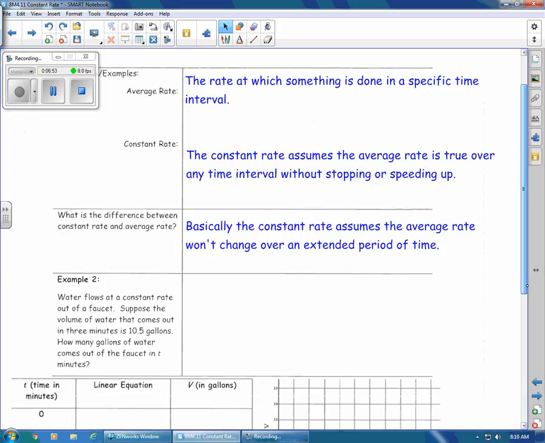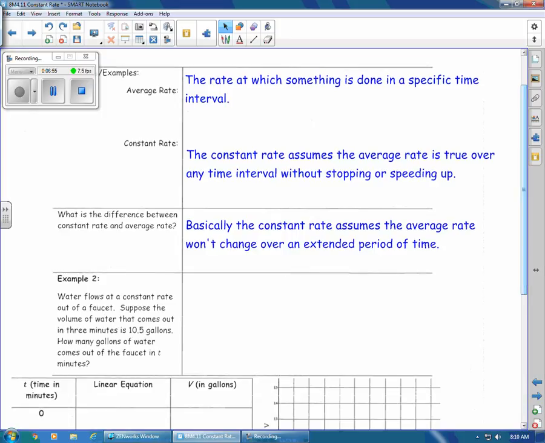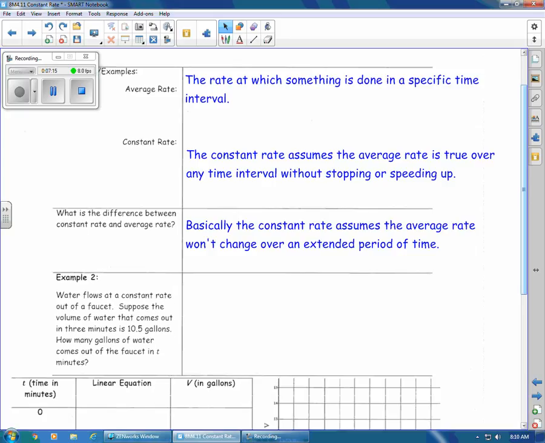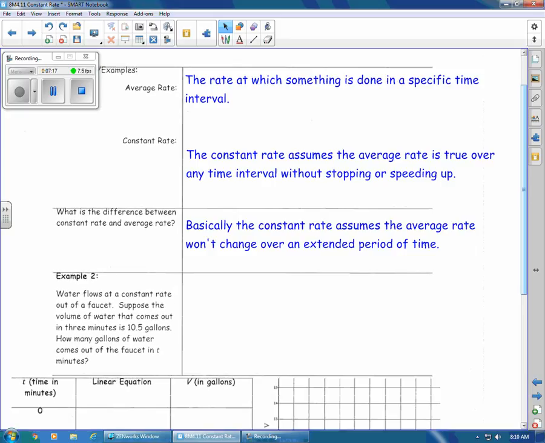If you have to pause the video to get those down, by all means, please do, but I am going to move along. So we're looking at a water flow rate. Water flows at a constant rate out of a faucet. Suppose the volume of water that comes out in 3 minutes is 10.5 gallons. How many gallons of water comes out of the faucet in T minutes? I'm going to change that T to an X, just to keep it consistent with the variables that we're using. So how many gallons of water will come out of the faucet in X minutes?